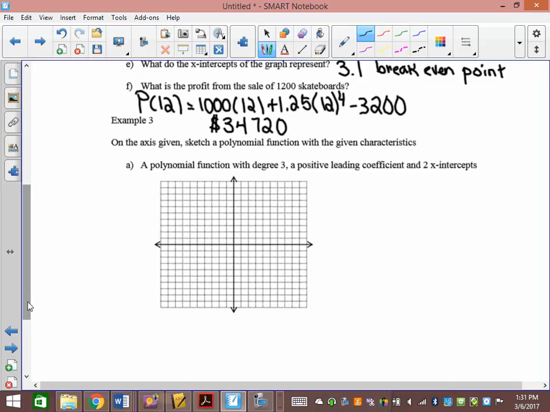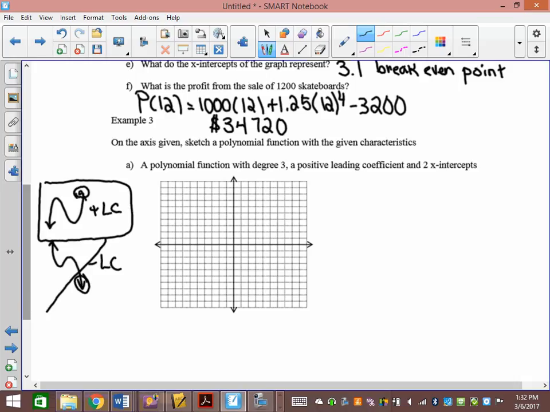So example 3, on the axis given, sketch a polynomial function with the given characteristics. It has to be degree 3, so it's going to look like this, or like this, right? It's going to be an S shape. This would be positive leading coefficient. This would be negative leading coefficient, because it's how we end on the right. It says I have a positive leading coefficient, correct? So it's going to be this one, not that one.